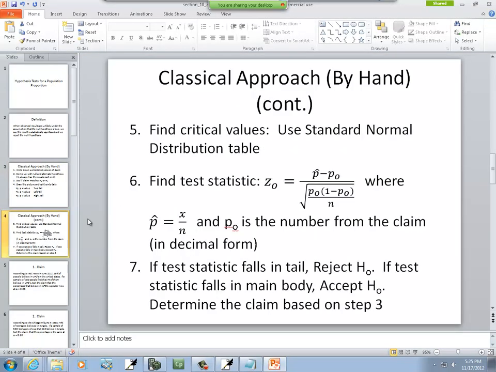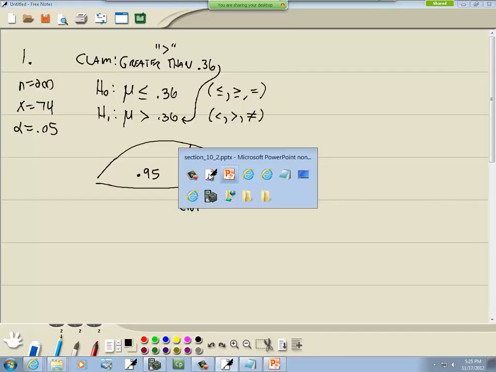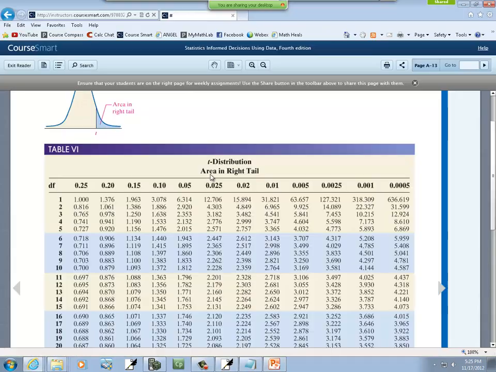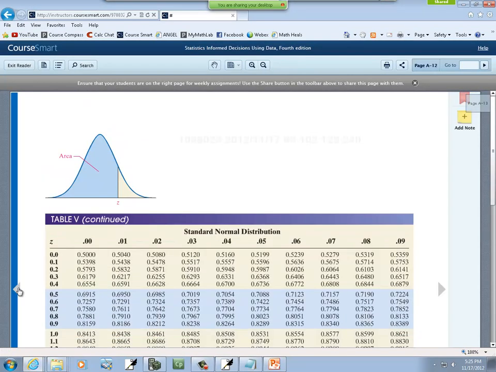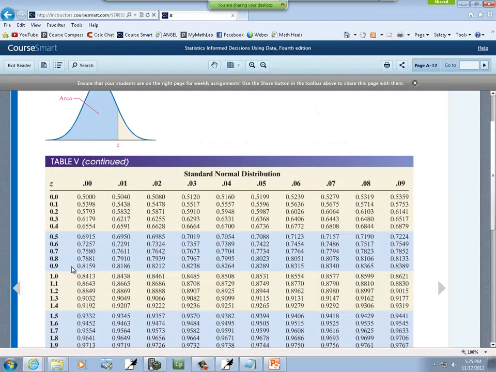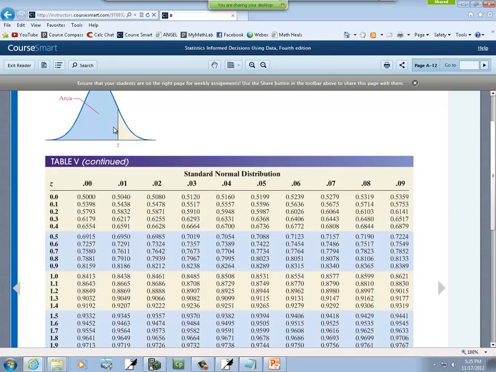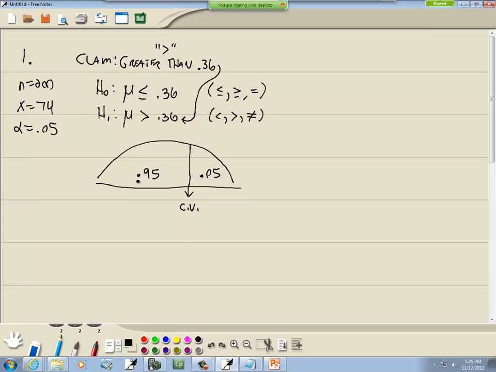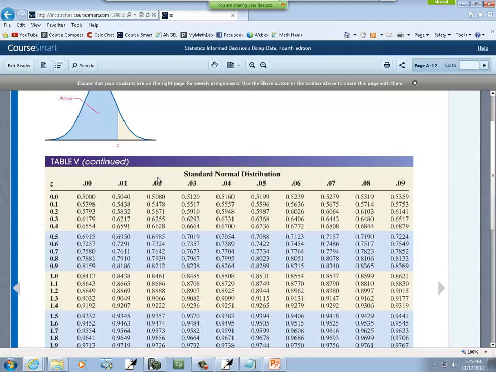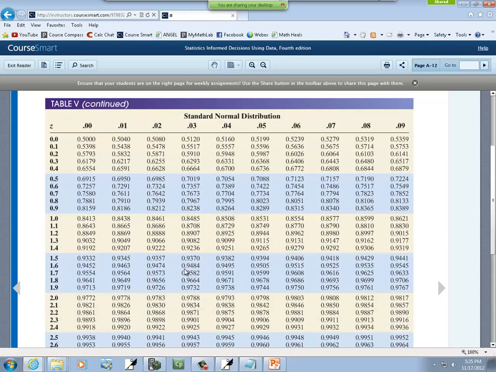Step 5, find our critical values. It says use a standard normal distribution table. Okay, here's our standard normal distribution table. And this is based upon, you can see the picture here, area to the left. Well, the area to the left here is 0.95. So I'm going to look up 0.95 in my middle, or the one that's closest to it.